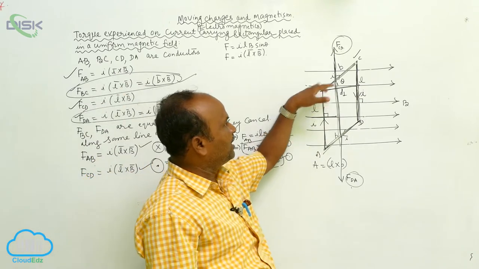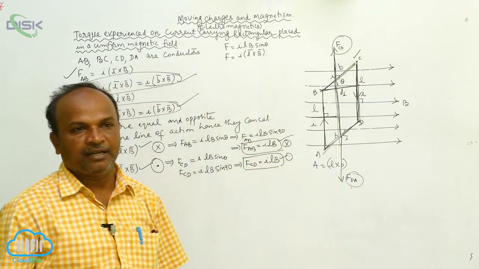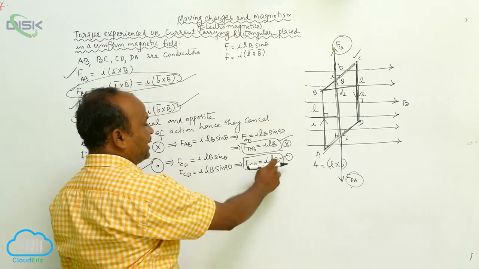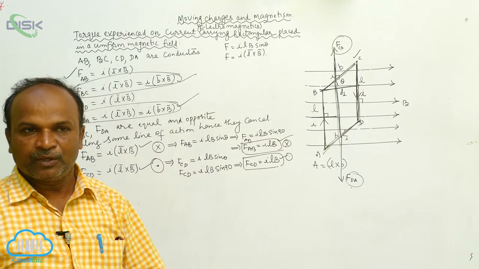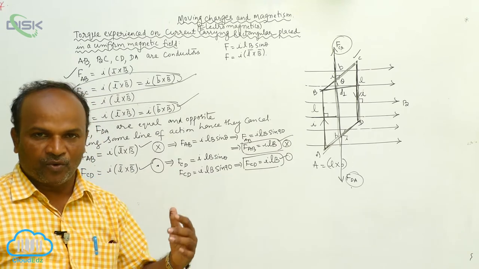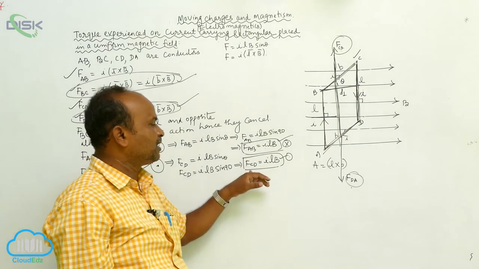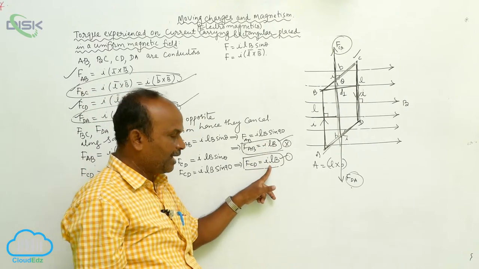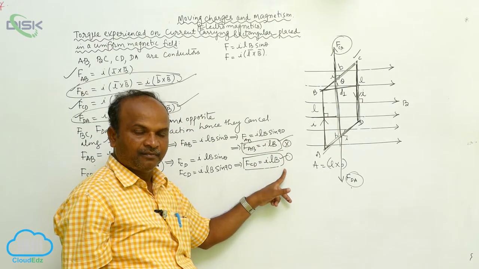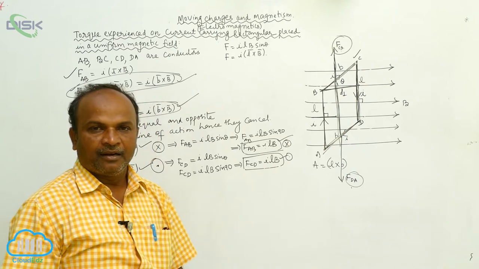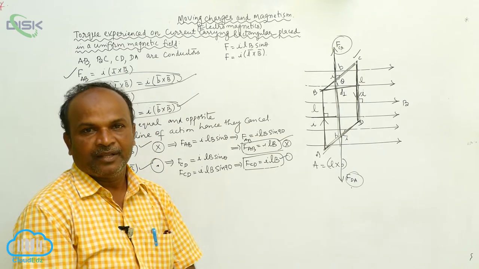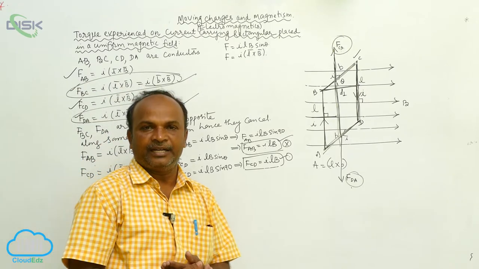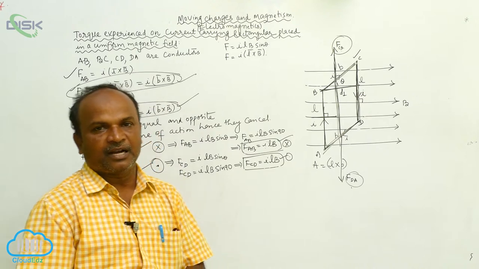Now what are the remaining portions? AB is one conductor, CD is the other conductor. Force acting on AB, ILB. Force acting on CD, ILB. These two forces are equal. According to Fleming's left hand rule, we can show that these two forces are opposite. Whenever two forces are equal and opposite, and they are parallel, it will constitute a couple. Because of the couple, the coil will rotate.